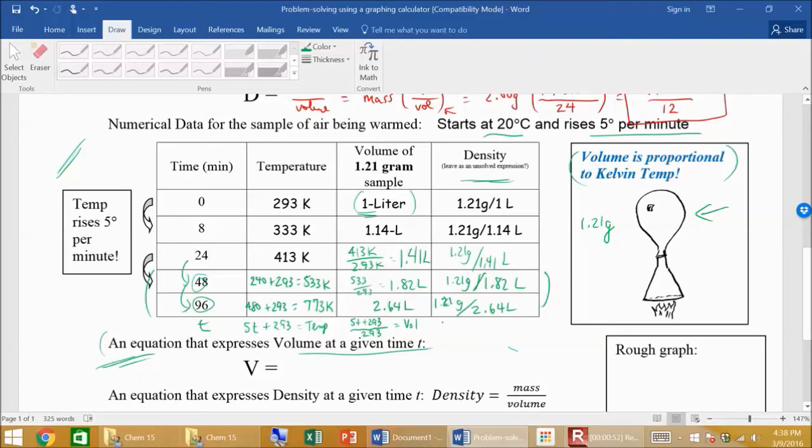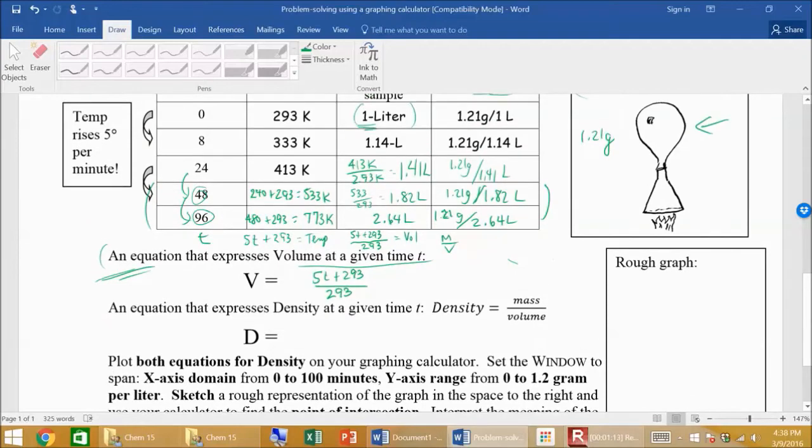The density is the mass over volume. So that's a little tricky. But we have this equation. The volume at any given time t is 5t plus 293 over the original 293 Kelvin. The density is mass over volume. So once again, I'll use the trick of saying density is mass times 1 over volume. And then I can take this volume here and flip it upside down. So the mass, you've seen, is the constant 1.21 grams. And the 1 over volume, the reciprocal of volume, will be 293 over 5t plus 293.